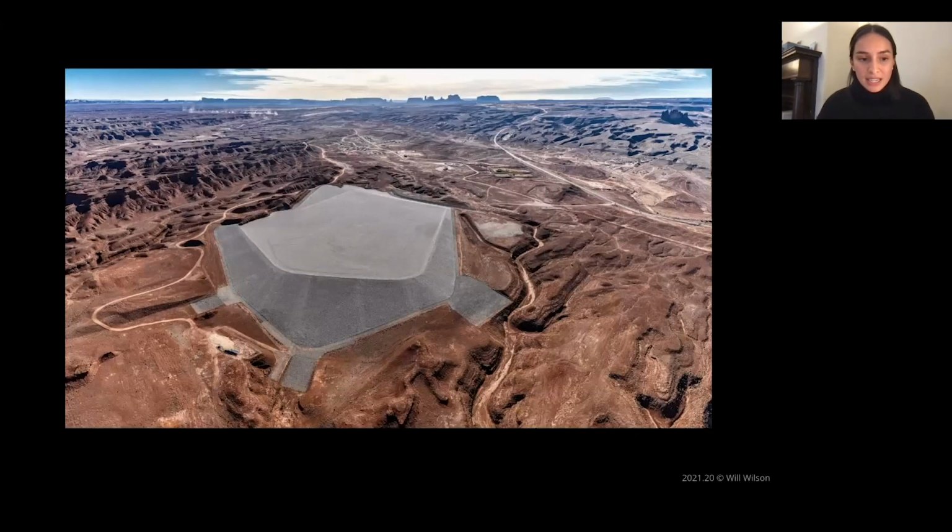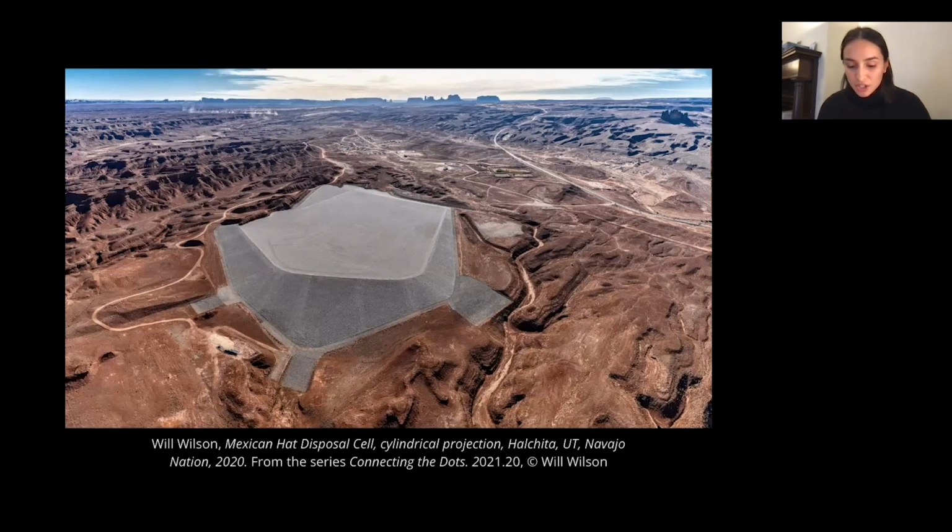This photo was taken by Will Wilson using drone technology over Navajo Nation. Navajo Nation extends into areas of Utah, Arizona, and New Mexico, covering over 27,000 square miles of land. It's the largest area of land retained by a Native American tribe, and it is larger than 10 of the 50 states. Specifically, this photograph depicts the Mexican Hat disposal cell.